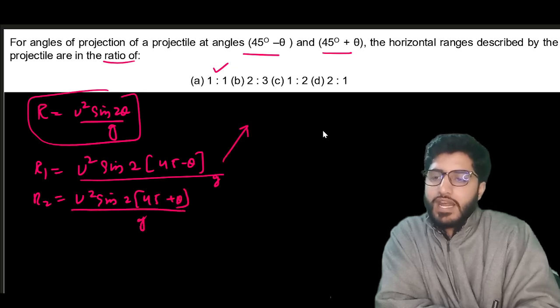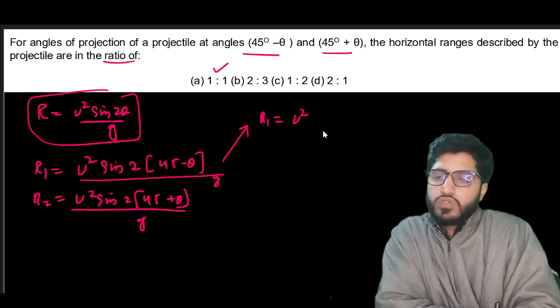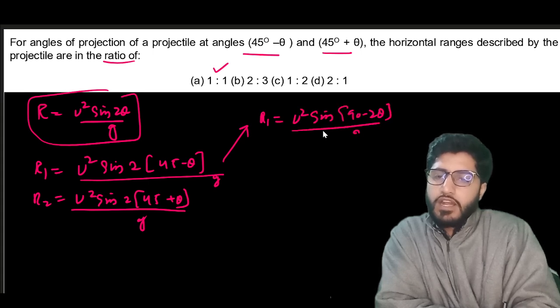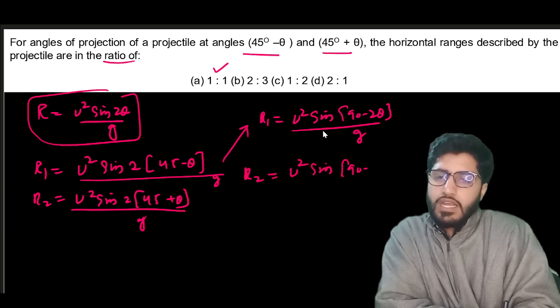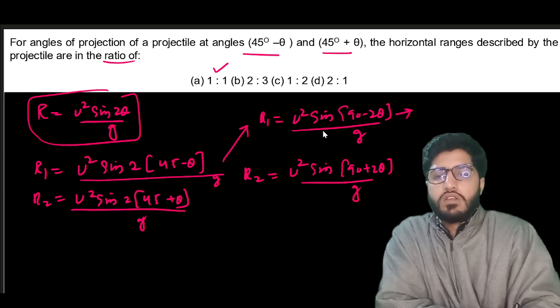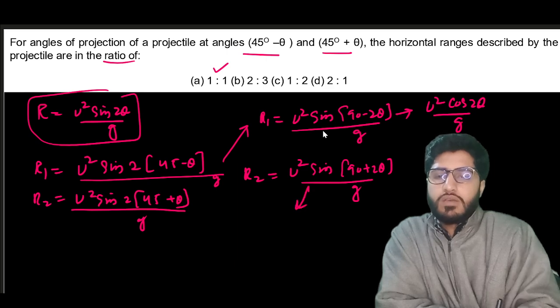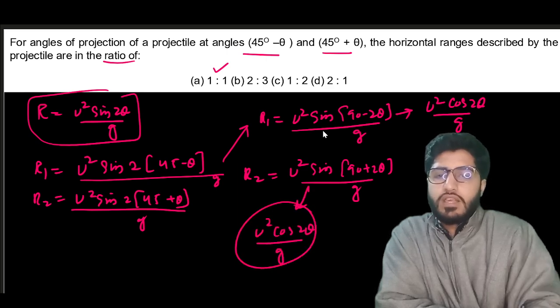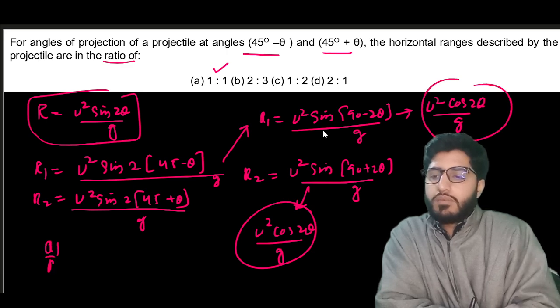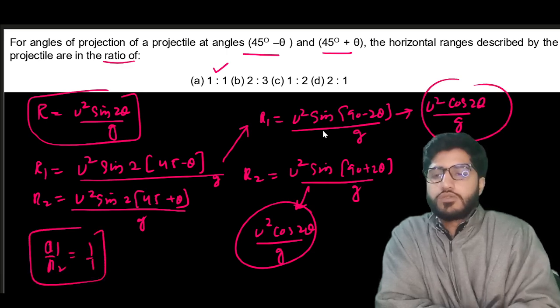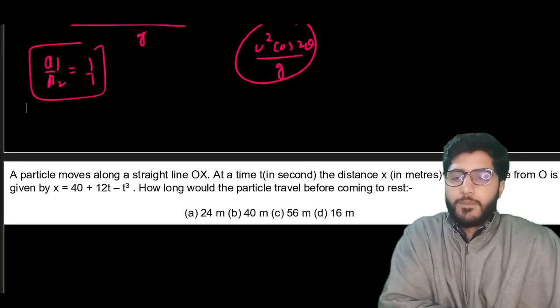So I can write R1 as u square sine (90 minus 2 theta) divided by g, and R2 as u square sine (90 plus 2 theta) divided by g. So this came out to be u square cos 2 theta by g, and this also came out to be u square cos 2 theta by g. Both are the same. So if I take the ratio R1 by R2, we will get 1 by 1. That's why my answer is 1 by 1.